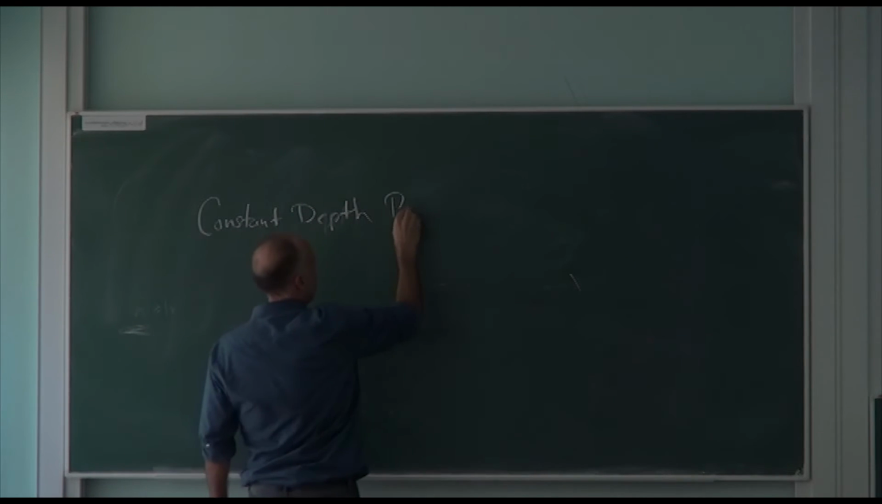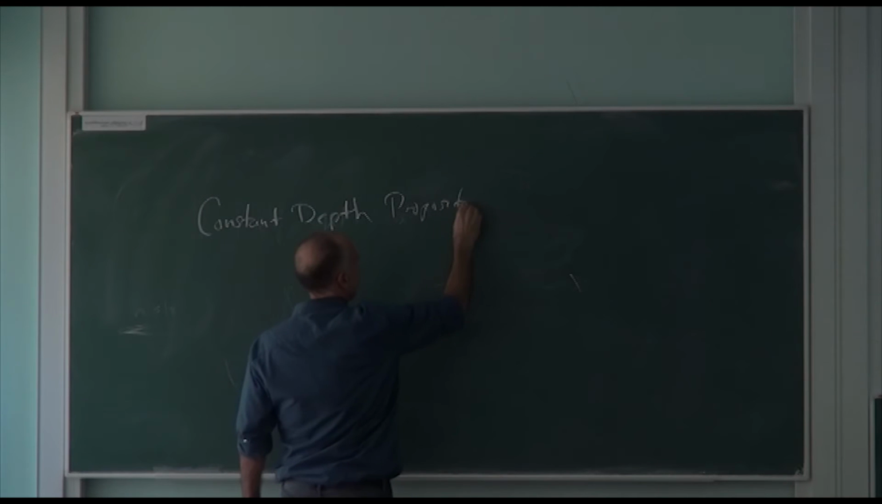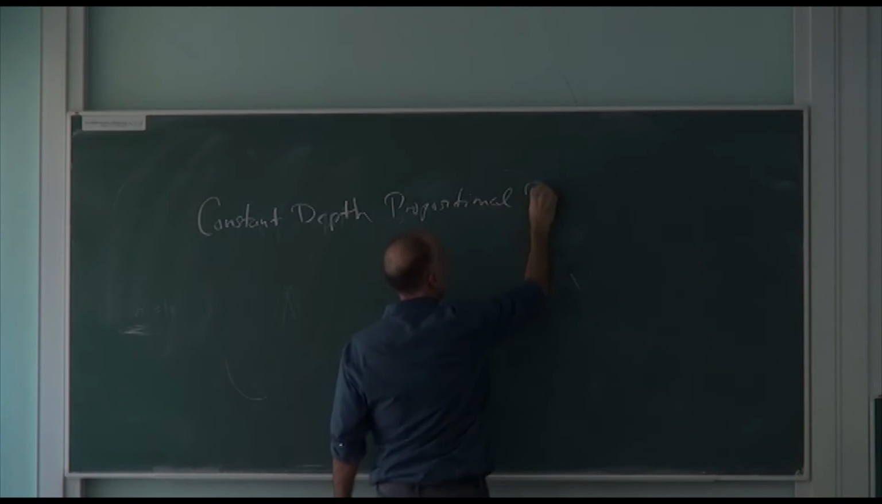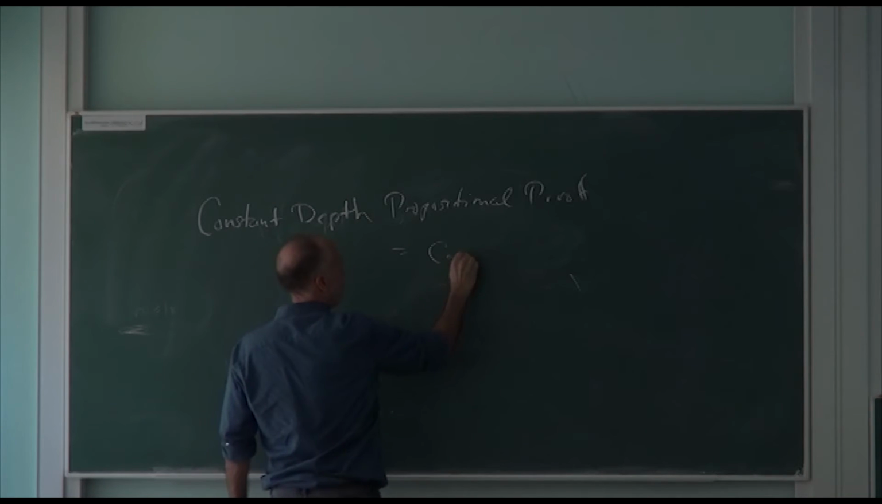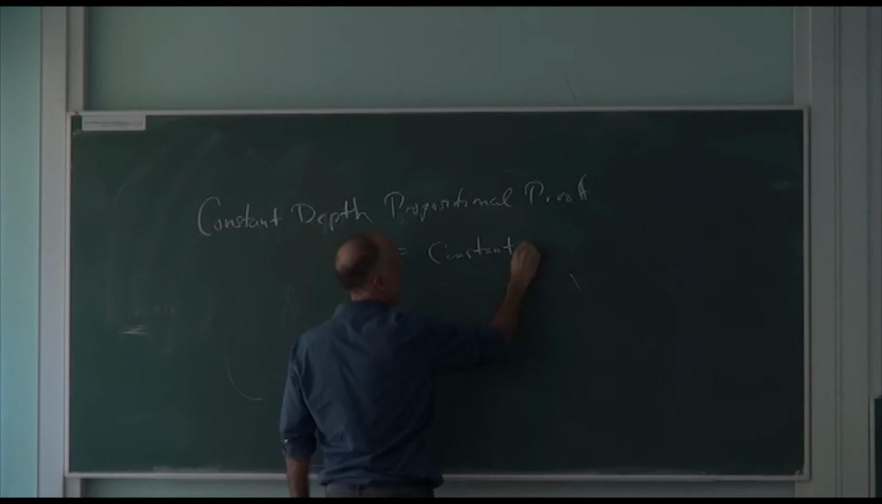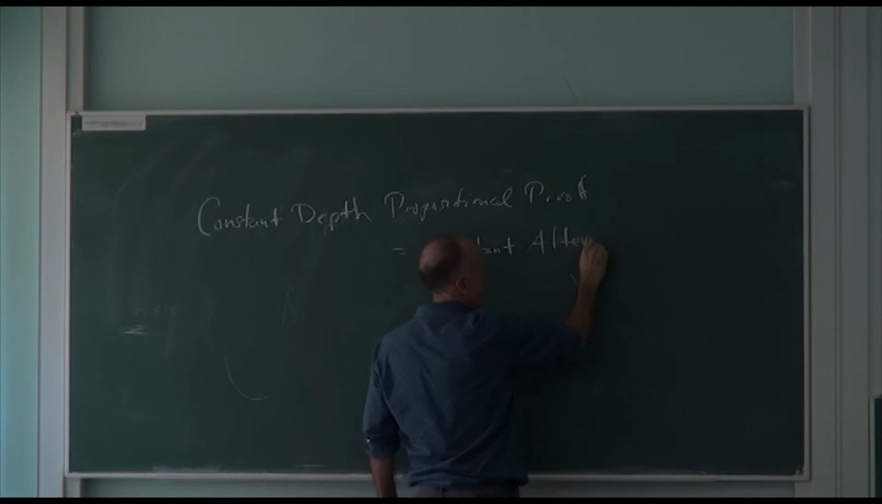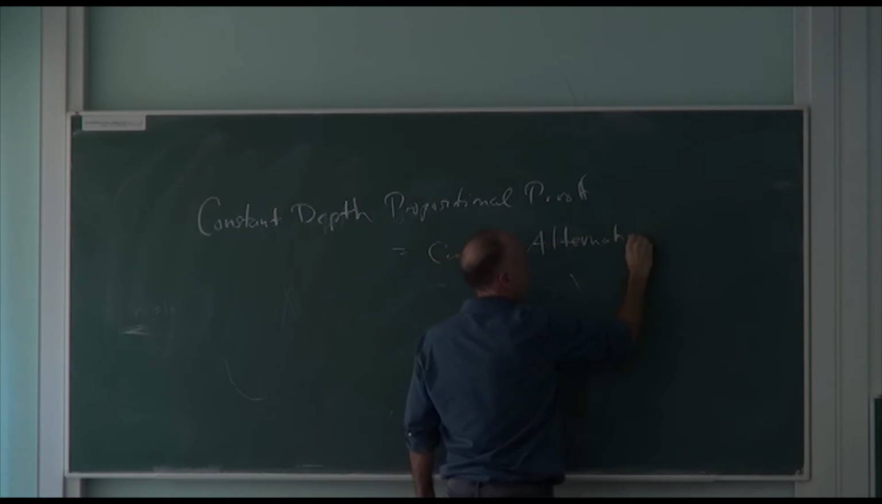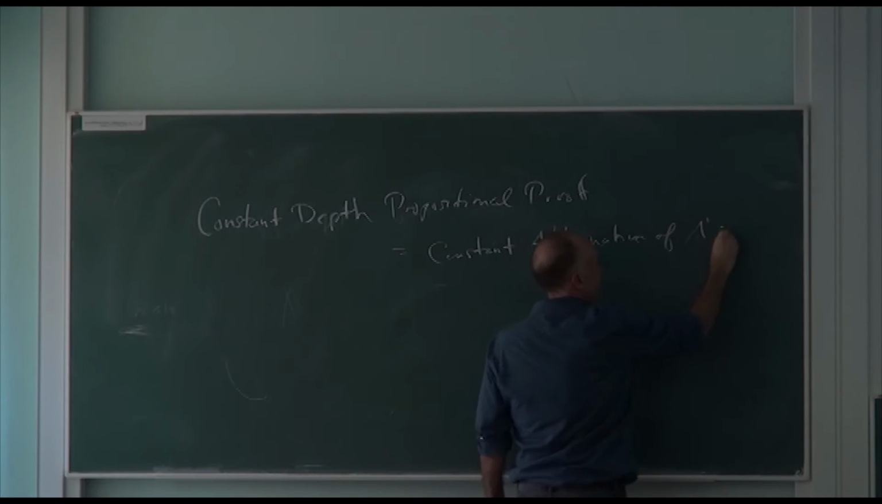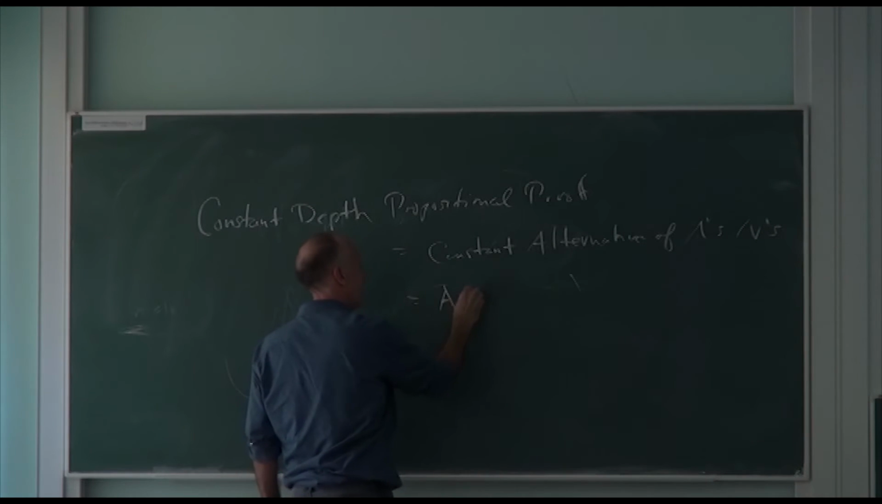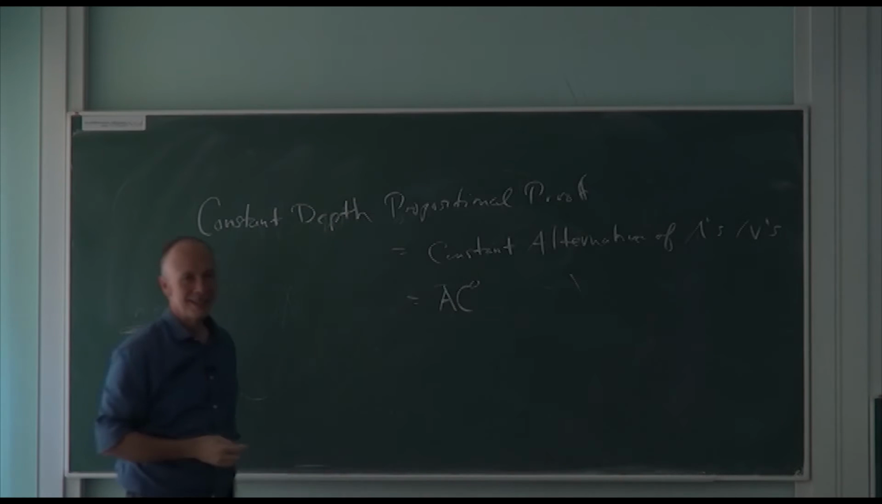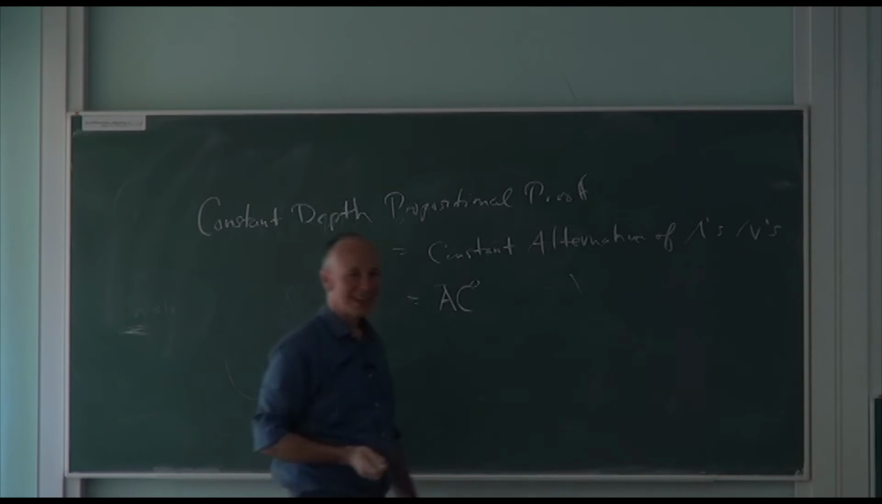Constant depth propositional proof equals constant alternation of ands and ors. And I guess, given how many people raised their hands earlier, it's safe to just say AC0 is the buzzword for this in computer science, right?